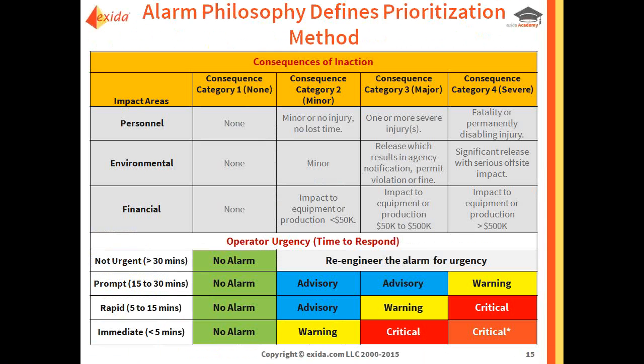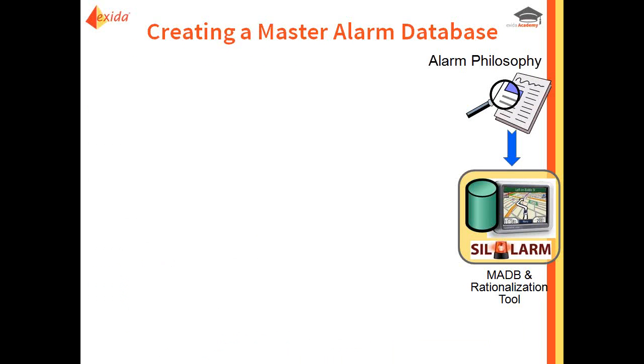And this is an example, a consequence versus time to respond matrix where the consequences are at the top. 3 different areas in this case we would evaluate: the consequence from a personnel impact point of view, environmental and financial, and you can see the consequence gets worse as you go from left to right. We've created a couple of different buckets of time to estimate operator response, and based on the combination of the two, that's how we come up with the priority for the alarm.